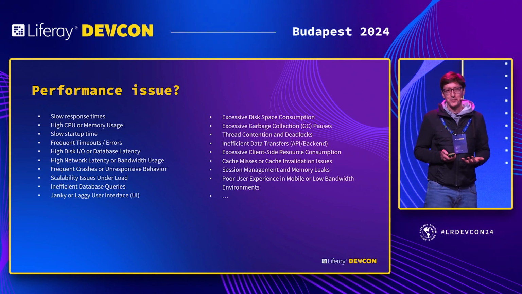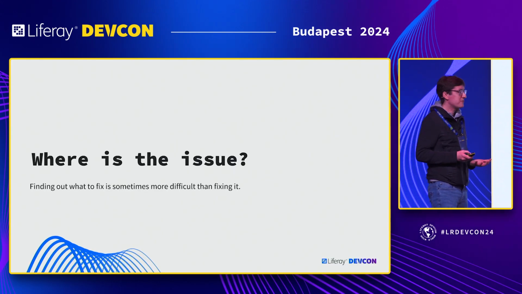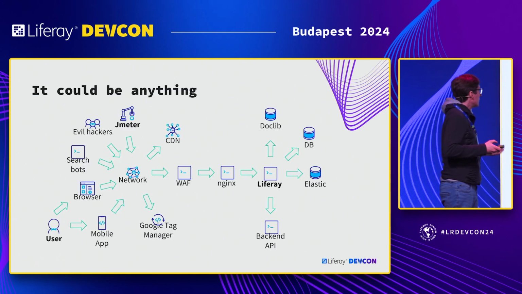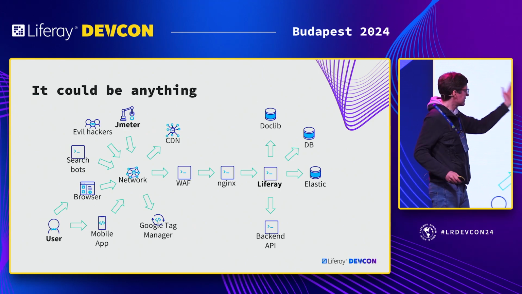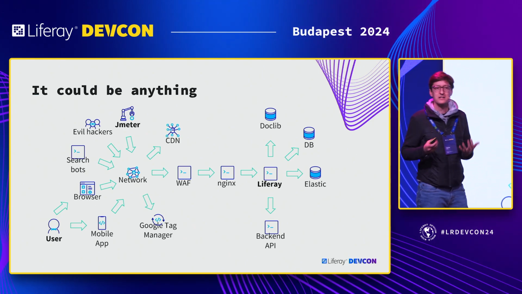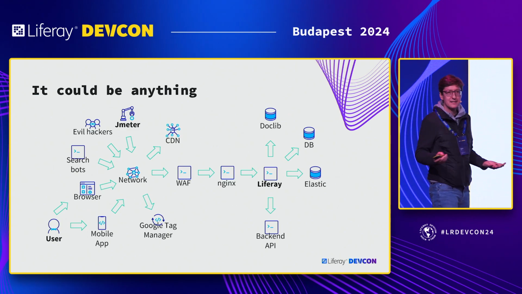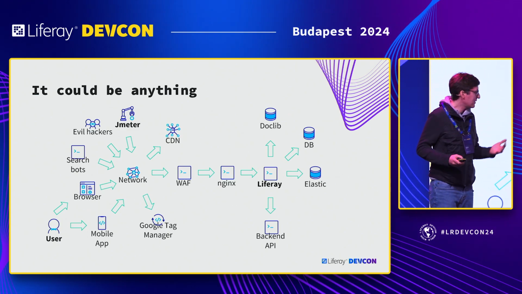The best way to figure out what is actually happening is to put the tools in and find out where the issue is. So when we look at what it could be, you've got Liferay on the right. Liferay itself has some dependencies. It relies on a document library, so file access. It relies on a database, on Elasticsearch.